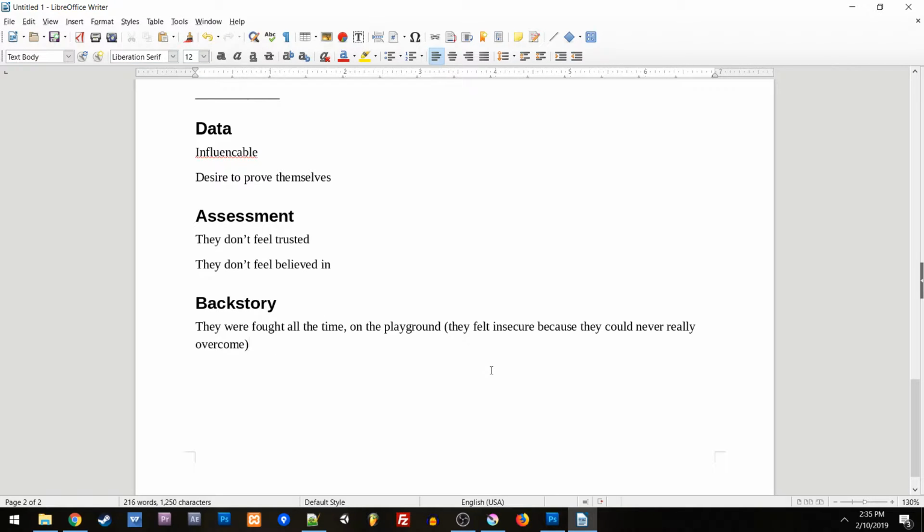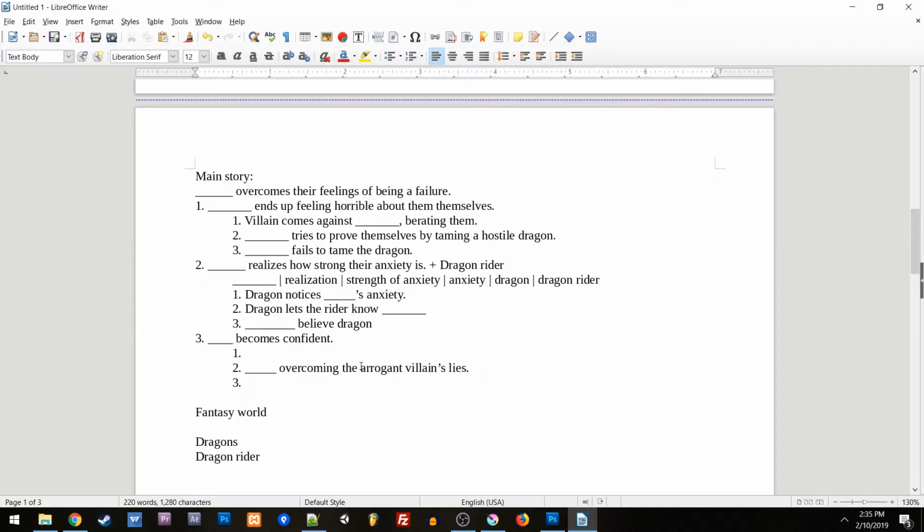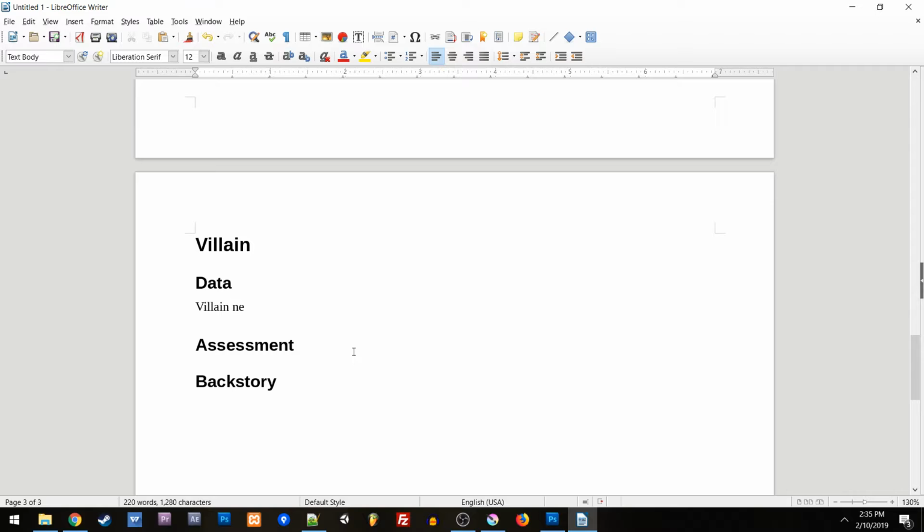So we still need to have some information on the villain. For now, I'm just going to say that their beautiful name is Villain. And then we get into the data, assessment, and backstory again for them. Our question here is really about how they became somebody who would tease other people, who would berate them. Why would they? So the data is that Villain berates people.